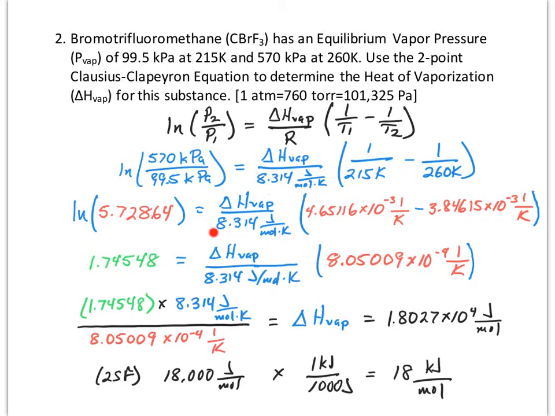Right? And we still got that term that we haven't touched. If we take the natural log of that number, we get 1.74548, again carrying extra terms. If we subtract these two, we get 8.05009 times 10 to the minus 4. Just as a note, right?